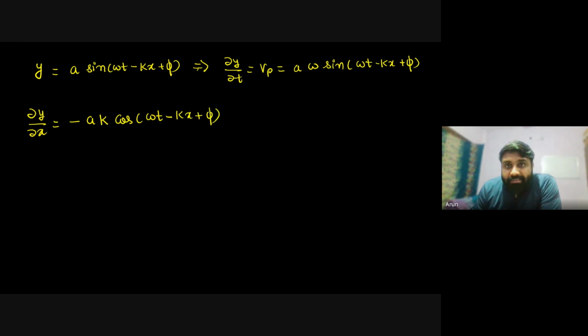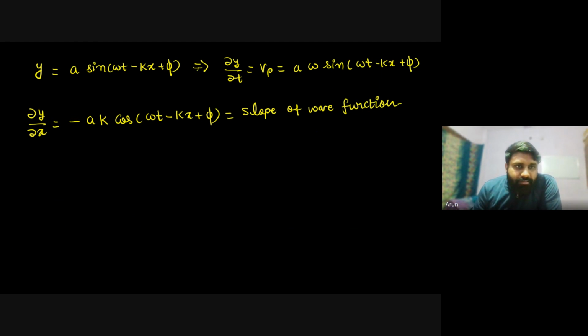This del y by del x, what does it represent in a wave? At this particular point, let's say the value is x in the x direction, and the displacement is y. So del y by del x represents the slope at the particular point. So this is the slope of the wave function.